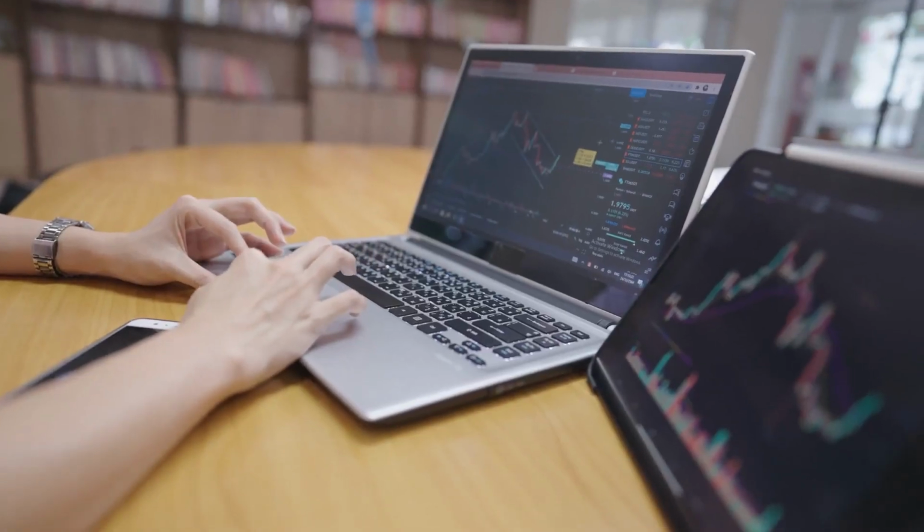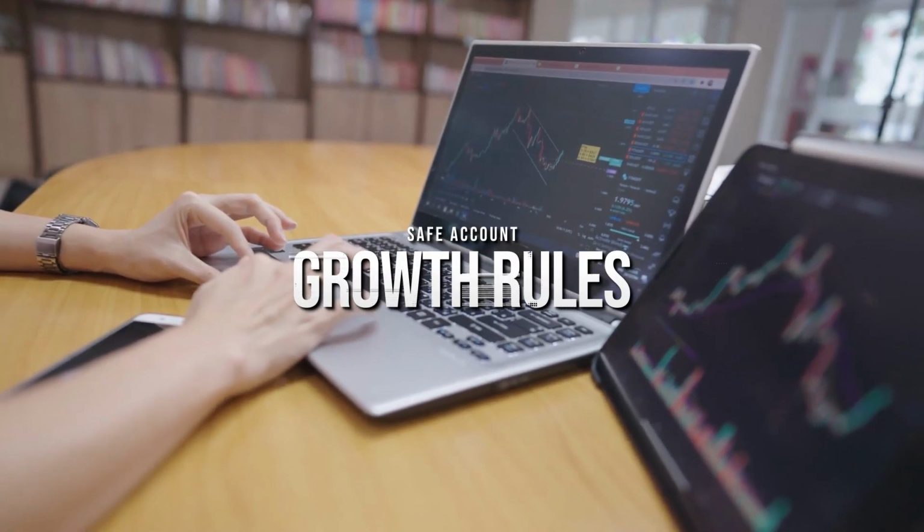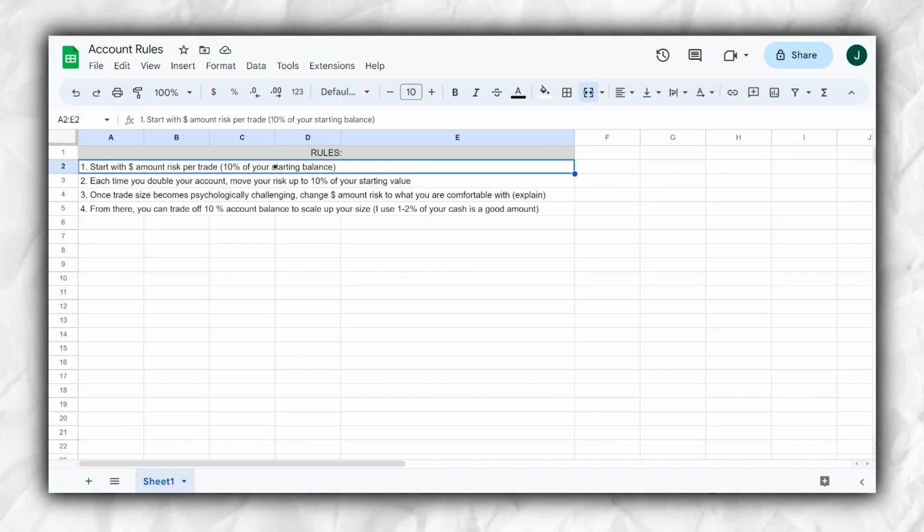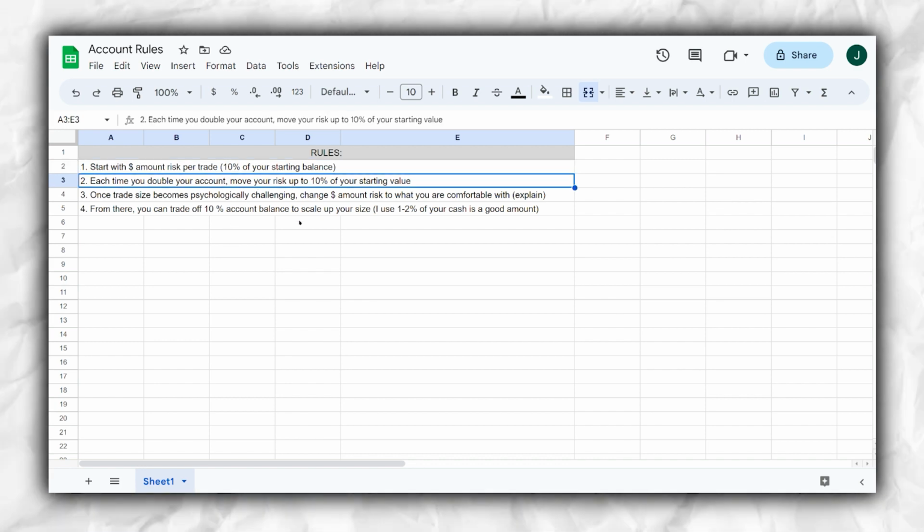Before we dive into the trading platform, let's discuss some important rules for growing a small account. Firstly, I recommend starting with a 10% risk per trade based on your starting balance. For example, if you have a $100 account, take a $10 risk per trade. Once your account doubles, adjust the dollar amount at risk to 10% of the new balance, such as $20 for a $200 balance. It's crucial to get comfortable with this dollar amount before scaling up further.